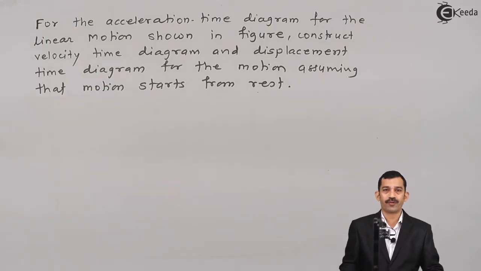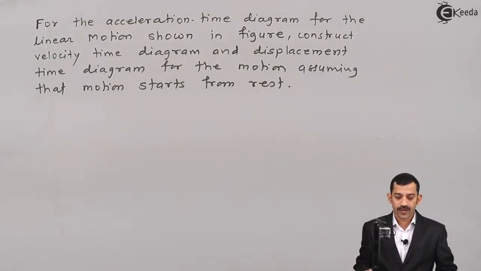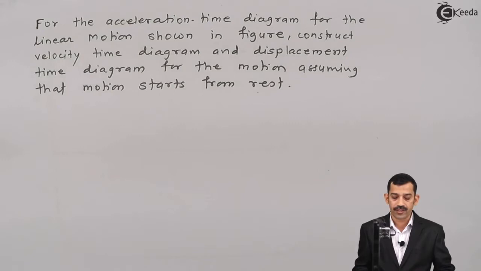Hi friends, we'll solve a problem on motion diagram. Let's see what is given in the problem. For the acceleration time diagram for the linear motion shown in the figure, construct the velocity time diagram and displacement time diagram for the motion, assuming that the motion starts from rest.